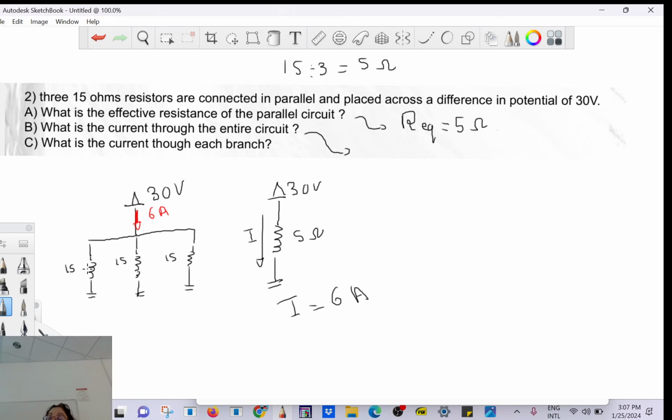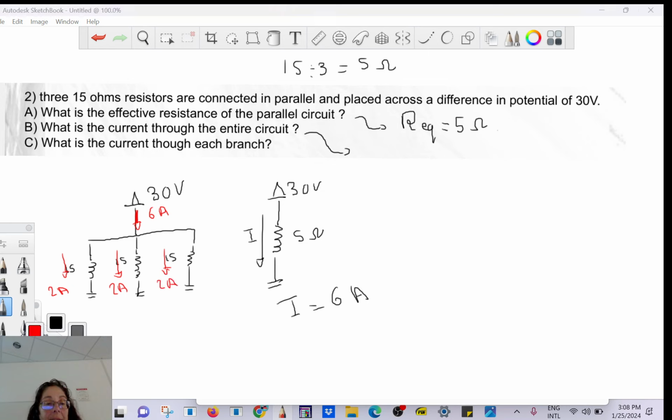2. So imagine if they have the same resistance, that means your pipe has the same size. Same size of pipe means the same amount of water flowing. If you have a big resistance, that means the pipe is tighter. If you have a small resistance, you have a large pipe. So you expect more water. So I think, let's find out. I think that's going to be 2 amps, 2 amps, and 2 amps.